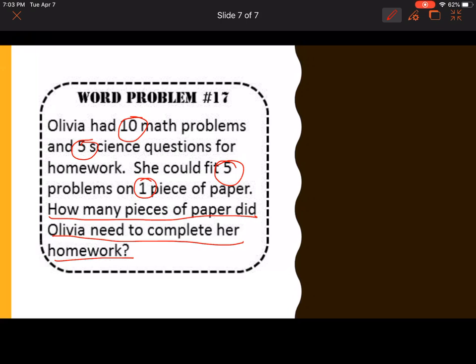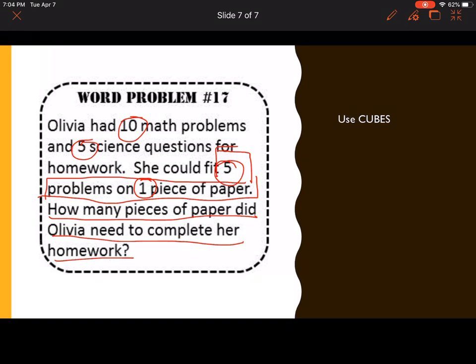This one is tricky. I think I'm going to box in that she could fit 5 problems on 1 piece of paper. It's not really a traditional keyword, but it still is very important information. Okay, so we used cubes. Now let's think about this problem further.